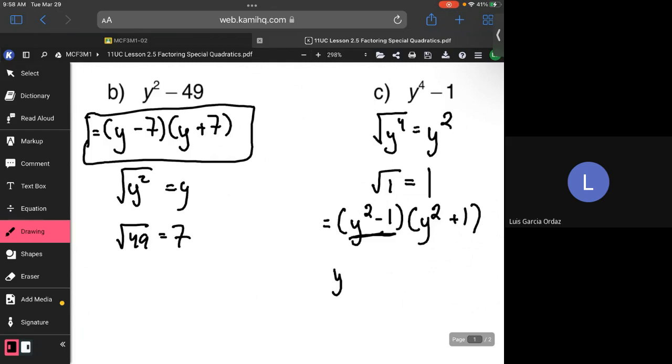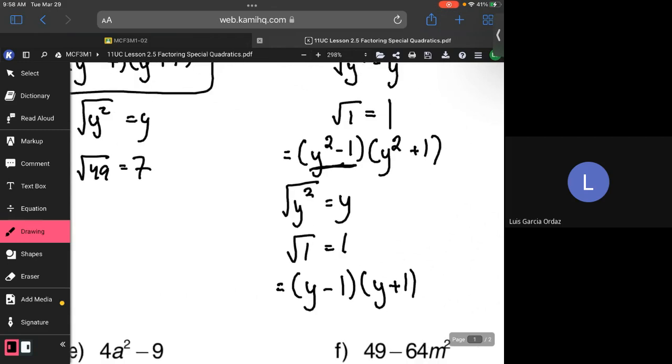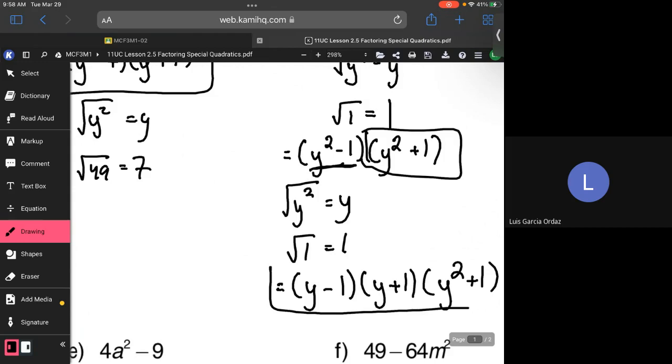So what is the square root of y squared? Y, and the square root of 1 is just 1. So in reality, what is my actual final answer? Olivia? Y minus 1, y plus 1. Okay, you're missing the other one. Remember, the one that we have up here also counts. You also have to keep it. Oh, okay. Y squared plus 1, y minus 1, y plus 1. Yep. So even though you did another difference of squares, you still have to keep that y squared plus 1 throughout.